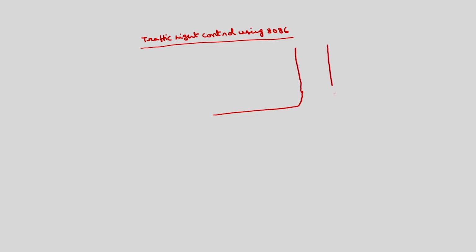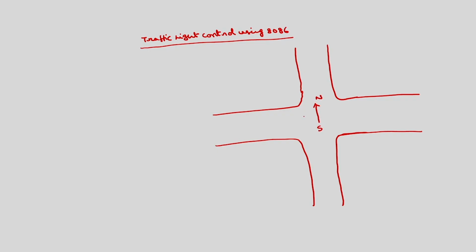This is a 4-way. I want to control the traffic in a 4-way junction. Let us assume that this is the north direction. So, this will be south, this will be east, this will be west. Okay. So, I am going to arrange 3 lights. Red represents stop, amber or yellow represents alert, green represents proceed. I am going to use 3 color lights.